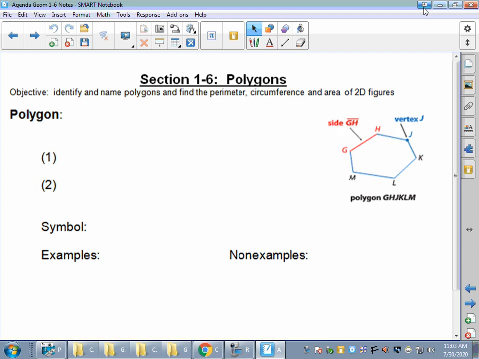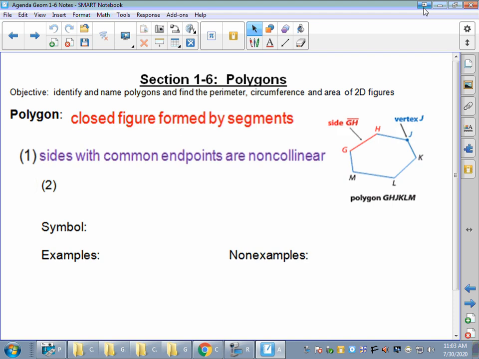So first of all, a polygon is any kind of closed figure formed by segments. No curves. We know that segments are pieces of lines, and we know that lines are straight. There are two important things that go along with this. The sides with common endpoints are non-collinear, so you can't have two sides that just continue on in a line. In other words, like GH is like this, and then HK is like this, and it's just one big line. So they're non-collinear. You have to have a vertex, some kind of corner along the way. And the second thing is each side intersects only at the endpoints.